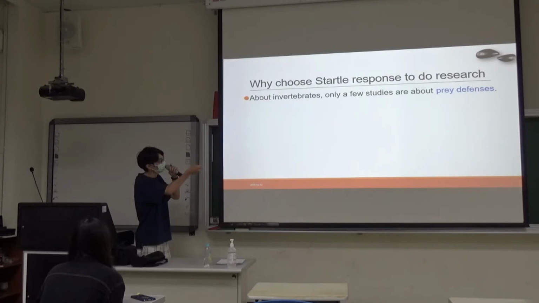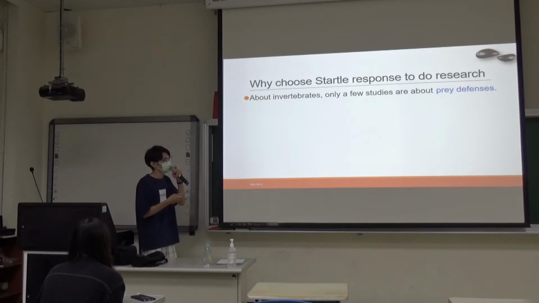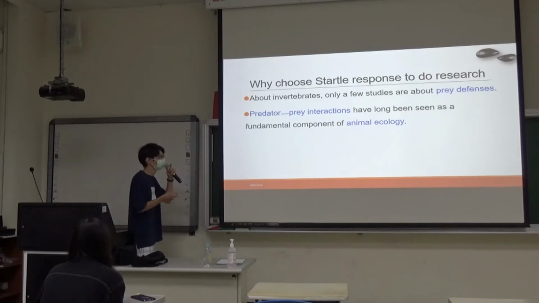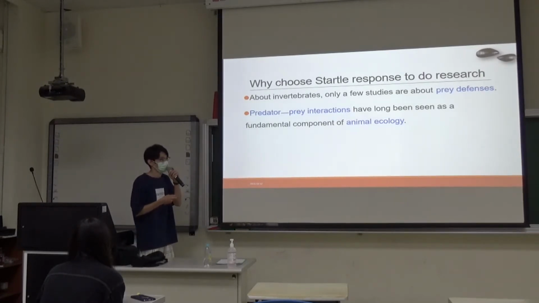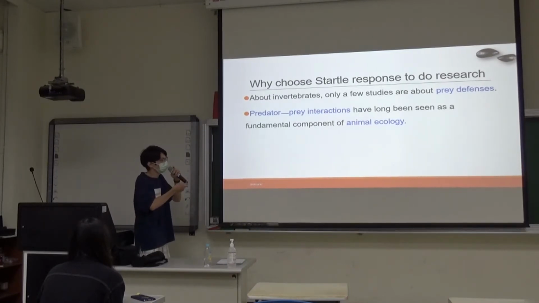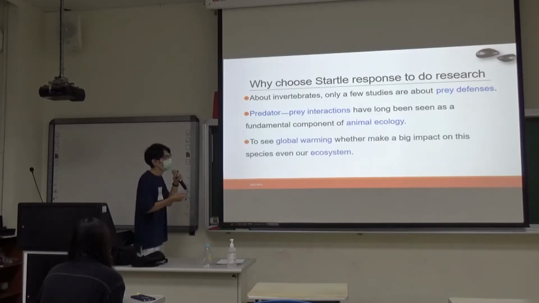About this, only a few studies are about pre-defense. Most of the studies are about the variation in prey and predator dynamics. Predator and prey interaction have long been seen as a fundamental component of animal ecology. This is a major driving force in the ecology and evolution of biological systems. The next point is that global warming will make a big impact on this species, even our ecosystems.